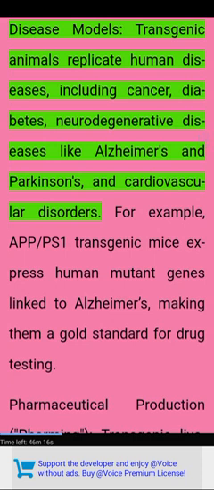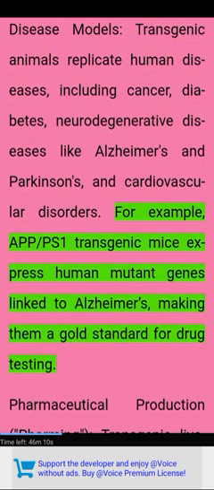Disease models. Transgenic animals replicate human diseases, including cancer, diabetes, neurodegenerative diseases like Alzheimer's and Parkinson's, and cardiovascular disorders. For example, APP/PS1 transgenic mice express human mutant genes linked to Alzheimer's, making them a gold standard for drug testing.